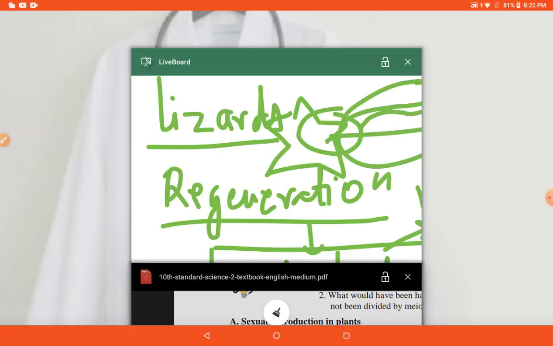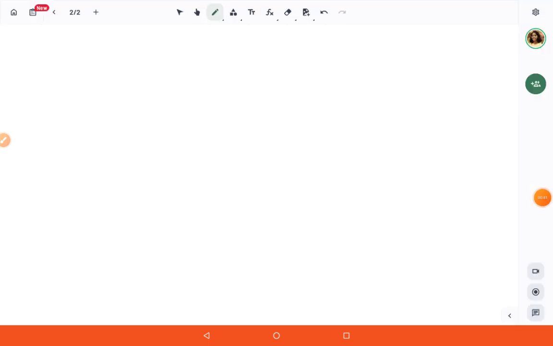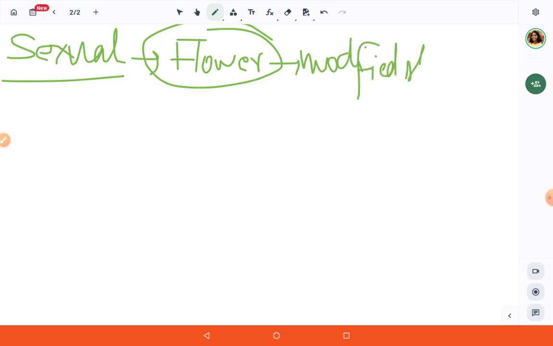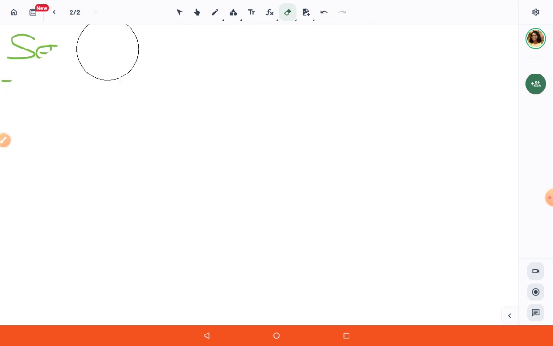Look here, I'll just use this board. Before starting, remember one thing: the main essence of sexual reproduction is the flower. Flower is the reproductive part of the plant and it is a modified stem. These are some pieces of information I'm giving you. Now I'm going to start with the diagram of the flower.